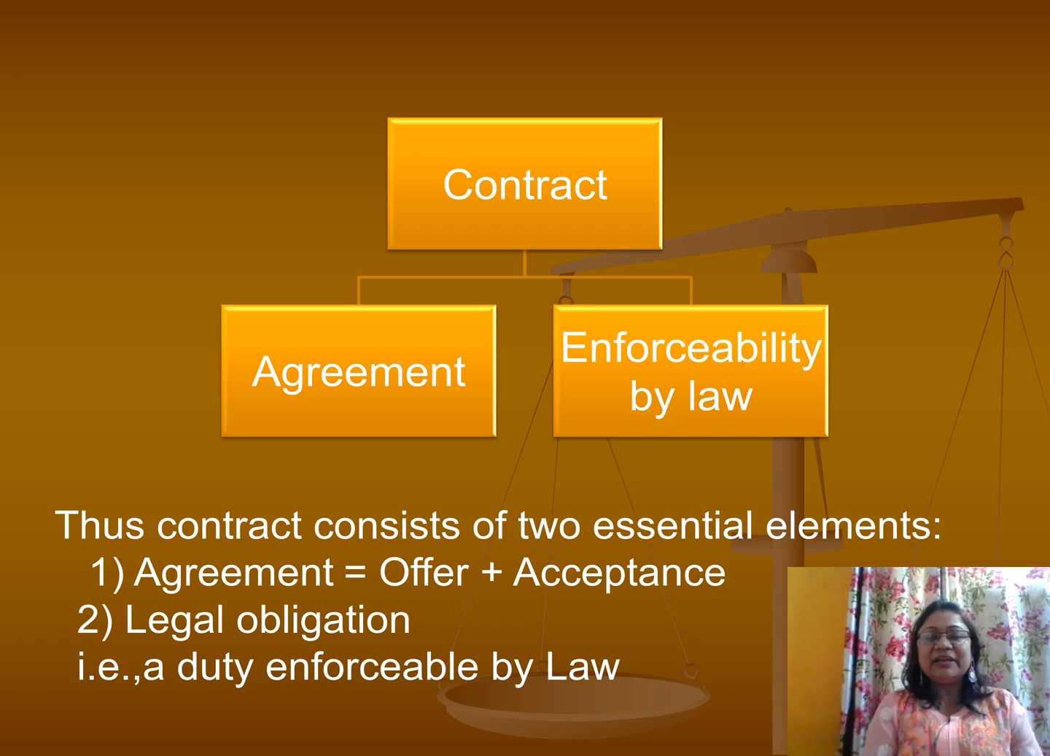Moving down to the essential elements, the first element, agreement, is nothing but offer plus acceptance. Now, offer and acceptance are dealt with in detail in the later chapters, and herein we will be discussing these just by passing by. The second essential element is legal obligation or enforceability by law, which requires that the agreement must be capable of being enforced in a court of law. Hence, in order to have a valid contract, we need to have an agreement that is enforceable by law.